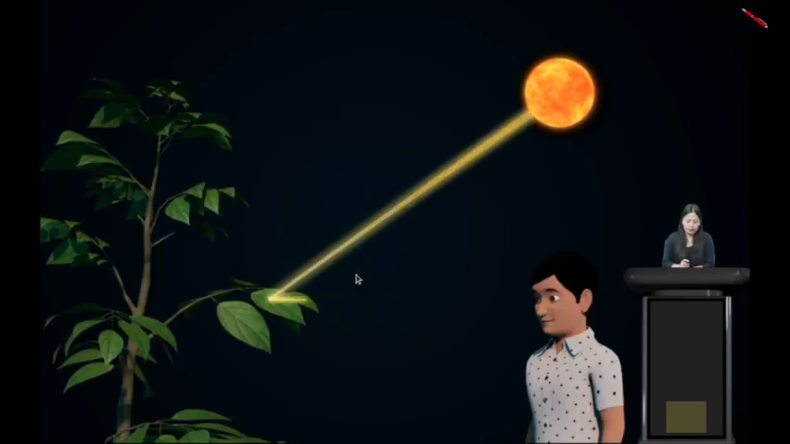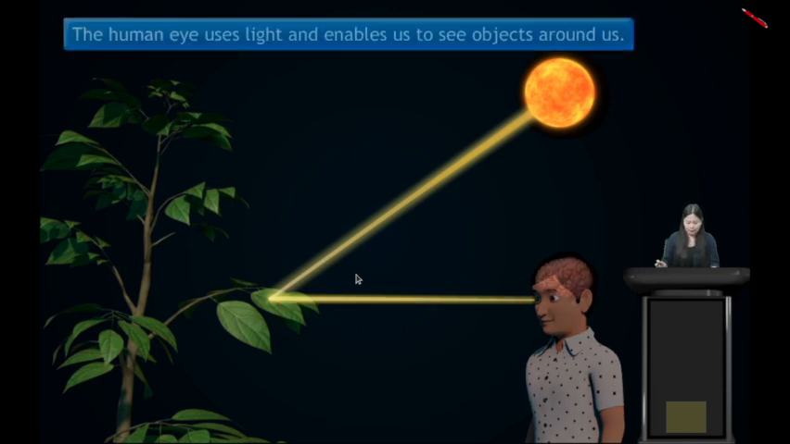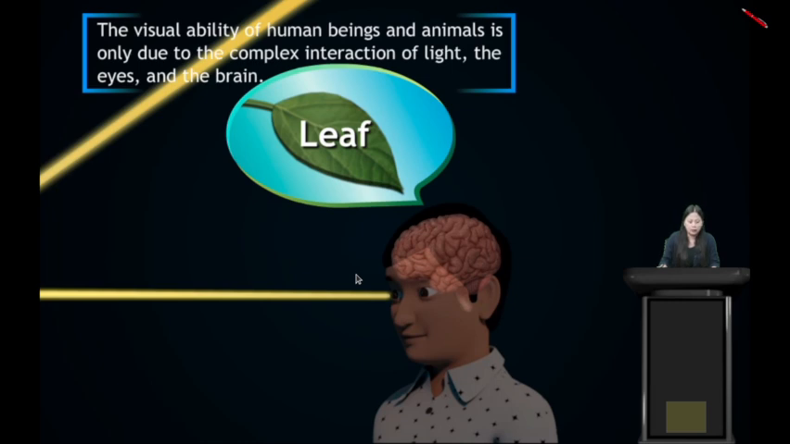Alright, students. So here we see again light rays falling on an object, it gets reflected back, and these light rays which get reflected back reach our eyes, which enable us to see things around us. So the human eye uses light and enables us to see objects around us. Yes, the visual ability of human beings and animals is only due to the complex interaction of light, the eyes and the brain. The light rays fall on the object, get reflected back, reach our eyes, and that is how we are able to see things around us.